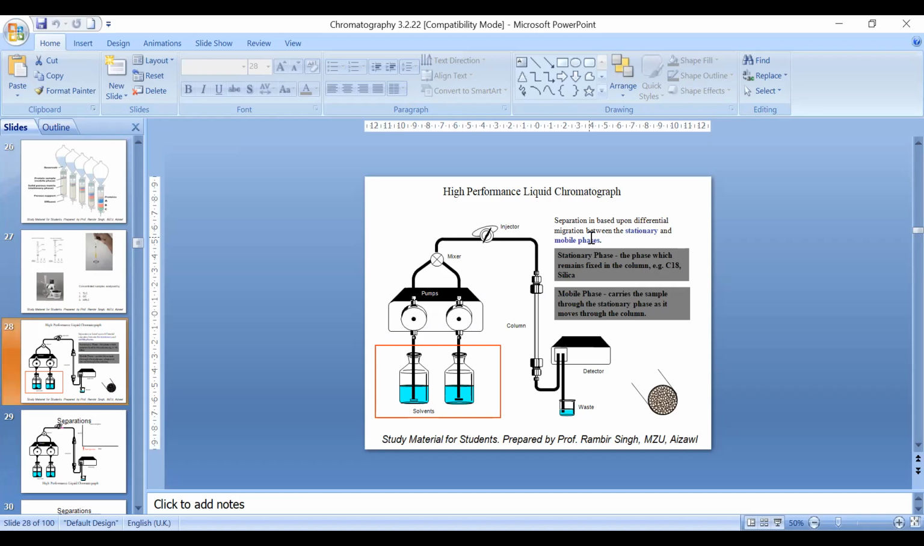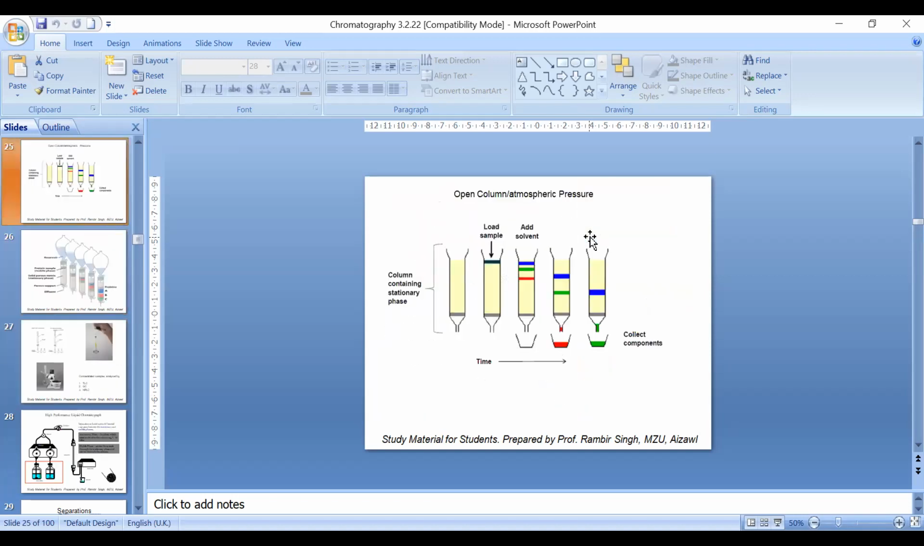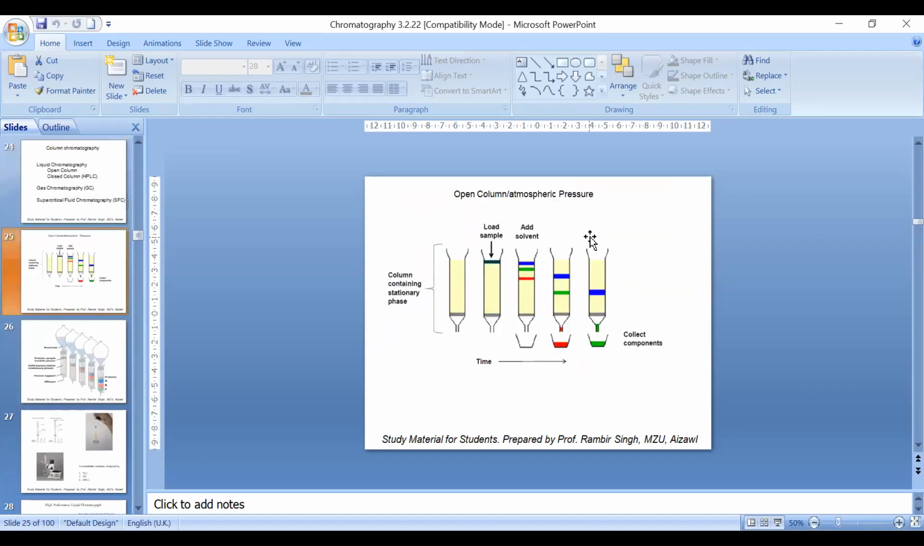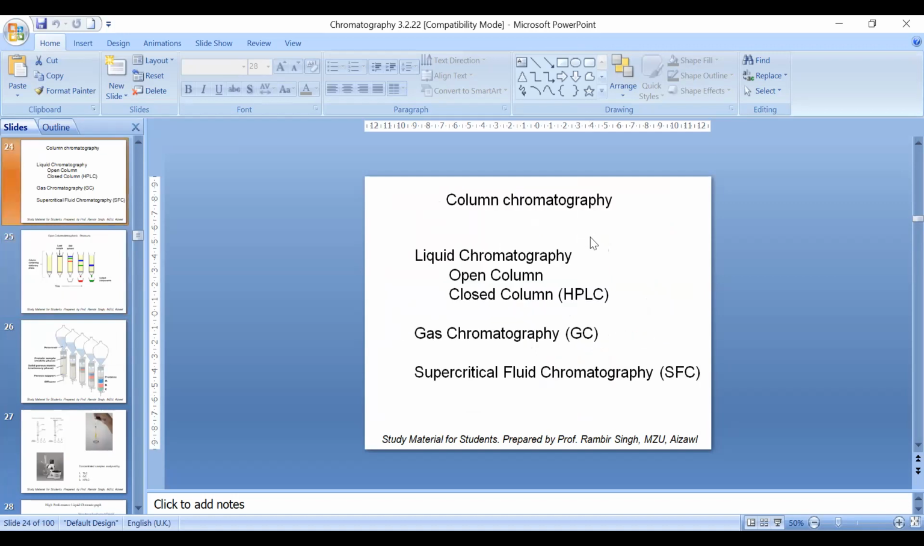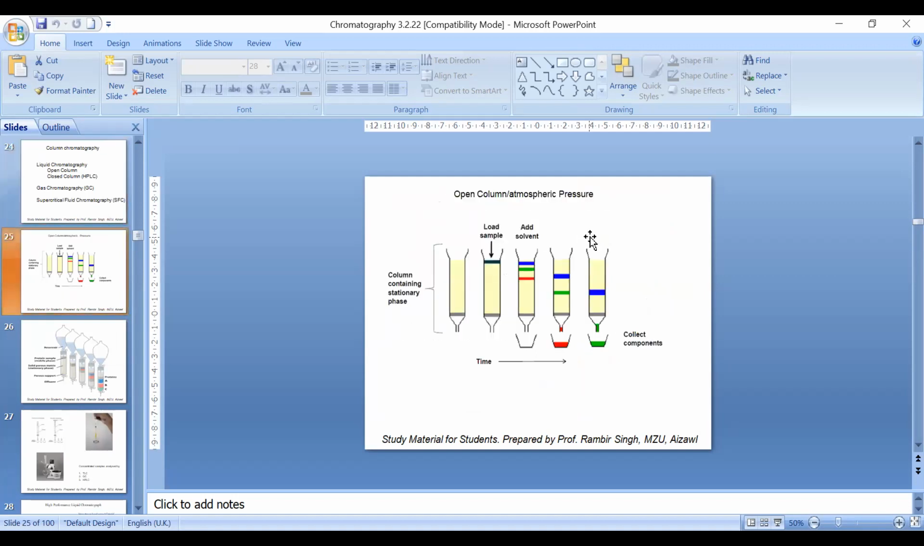I hope you understood HPLC. So HPLC is a closed column chromatography or open column chromatography? Sir, closed column. So is it an atmospheric pressure chromatography or a pressure chromatography? Sir, it's a pressure chromatography. Very good. Now, what is the full form of HPLC? Sir, high performance liquid chromatography.